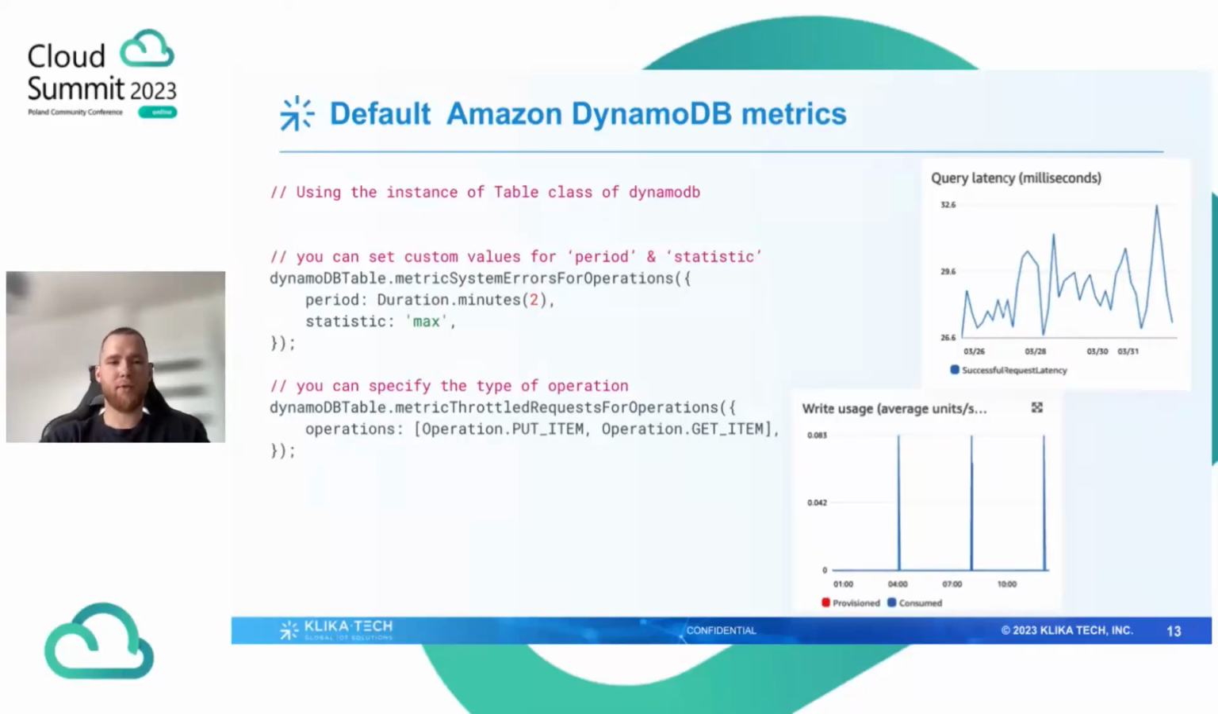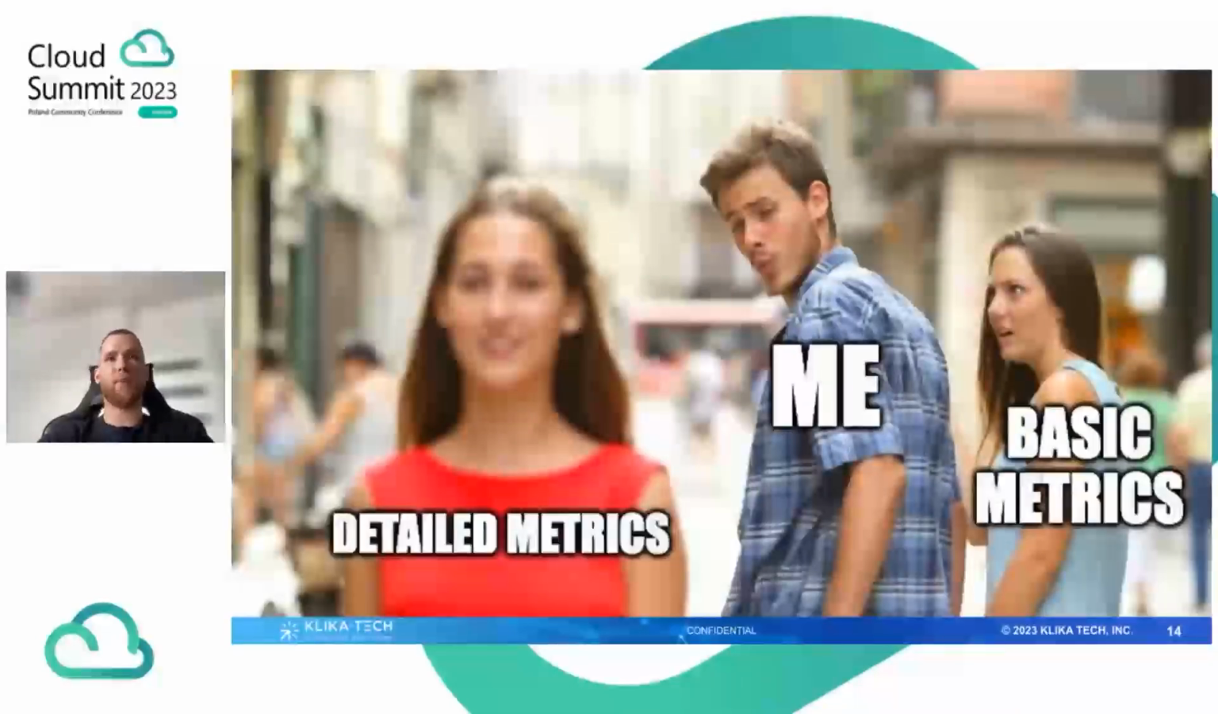In the second example, I show how we can specify an operation type and get total requests metric only for put item and get item operations. All right. So those are the default metrics that come out of the box with AWS Lambda, API Gateway, and DynamoDB.